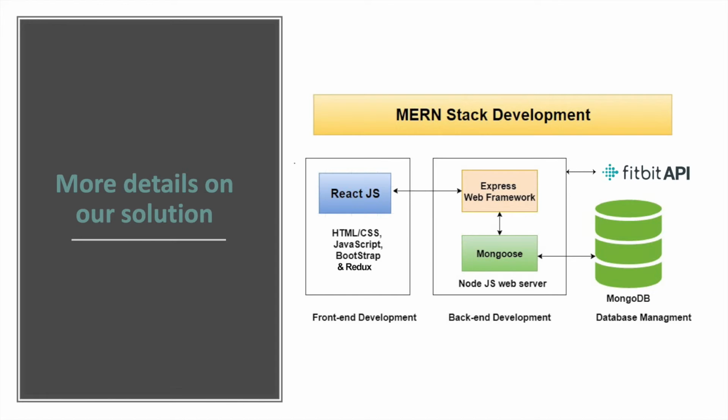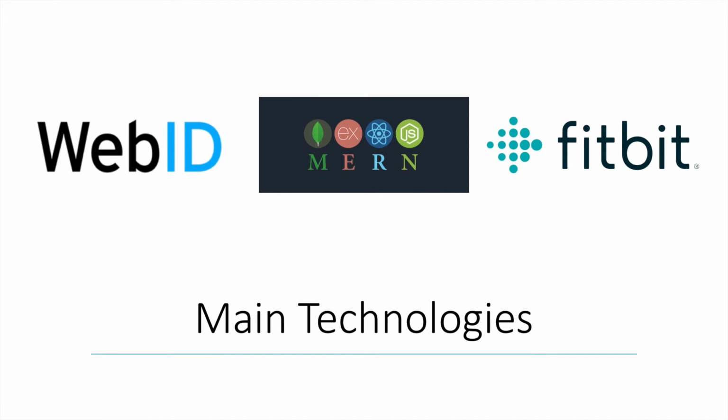We have also implemented the Web ID system as part of a bigger goal for the project, which is to make the web app decentralized. More on our technologies. For the front end, we used React for its powerful user interface and reusable components, along with Redux to improve the extensibility and scalability of the project. For the back end, we used the famous duo of Node.js and Express.js, along with the Fitbit Node library for making HTTP requests to the Fitbit server.